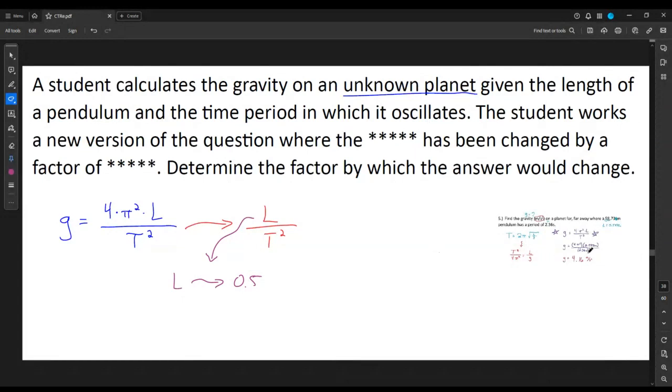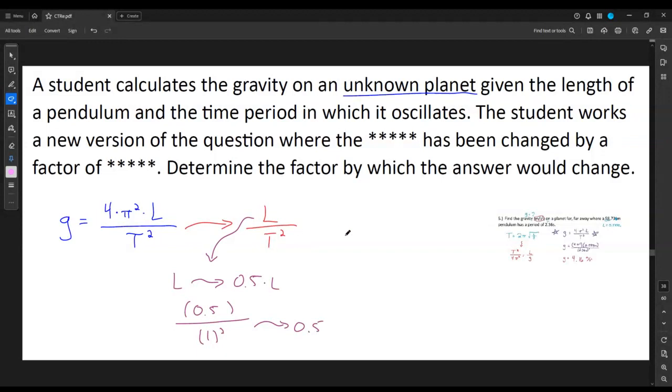So if I take the original length, whatever was in the question, and then I modify that by a half, then thinking about plugging this in and what the answer is going to do, I would have a ratio of the new length compared to the old length of 0.5. And then if I kept the same period as before, then I would have a ratio of the new period to the old period of 1. And then on the bottom, technically, I've got 1 squared. So that's just going to give us the ratio back again.